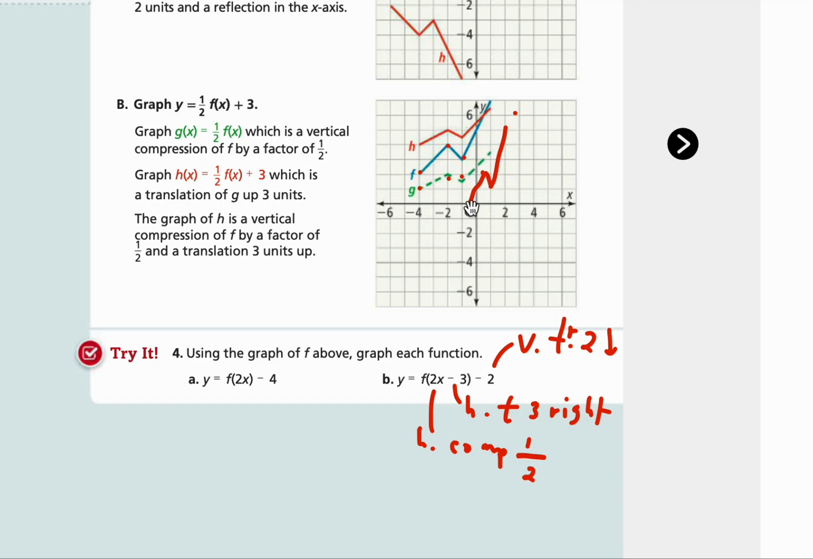Okay, so check your answer and see if you got it correctly. Okay, we have examples 5 and 6 left. Let's continue in the next video.